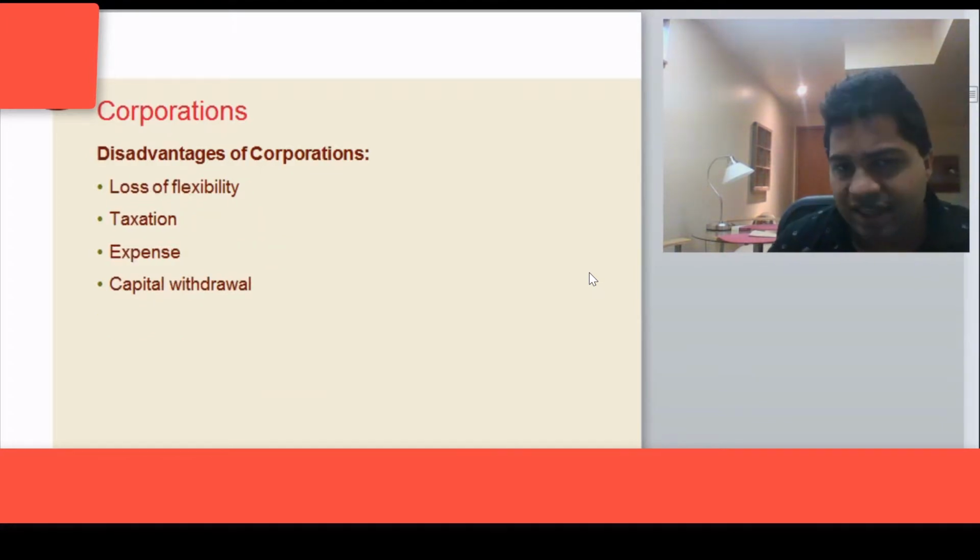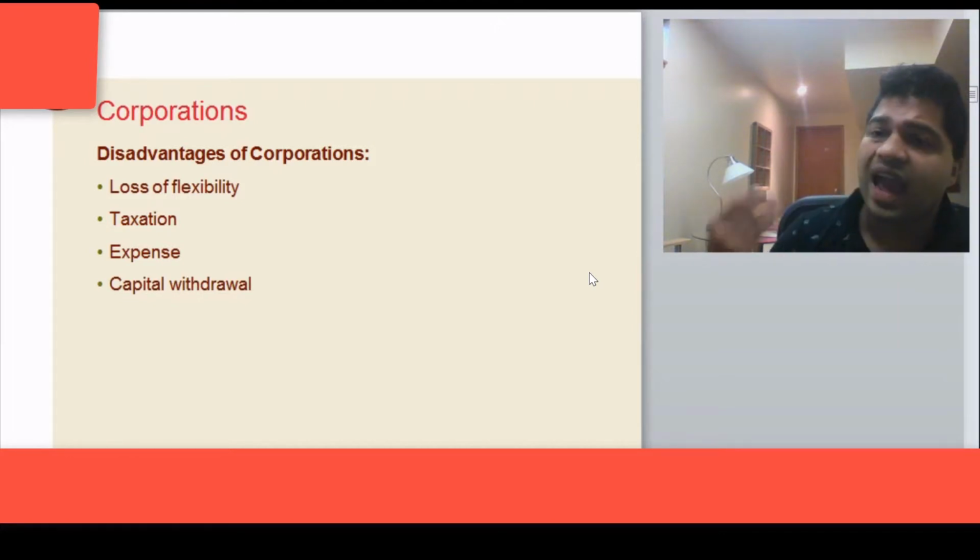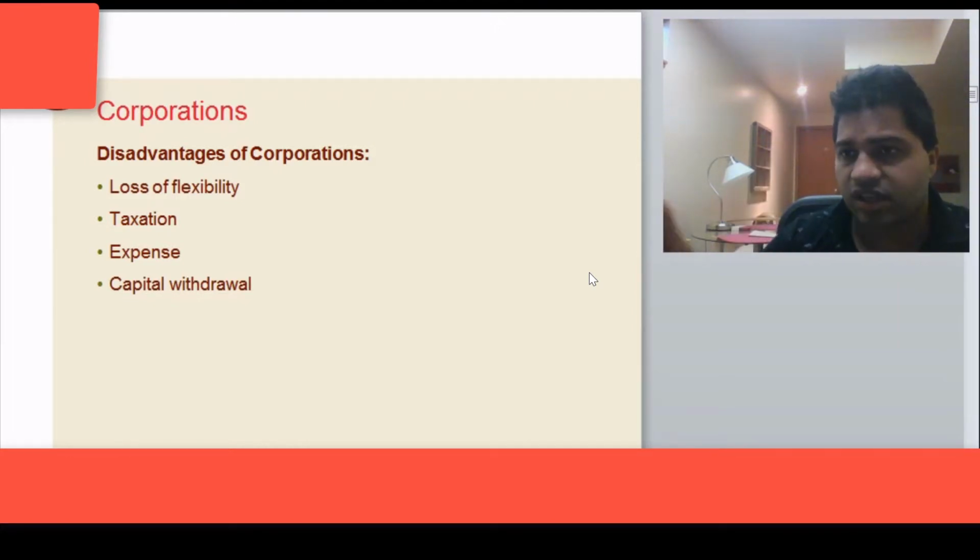Disadvantage: there is less flexibility. There is double taxation when you share your profits with shareholders. There are a lot of expenses, meaning you have to have higher reporting, and the incorporation expenses are more. There are also capital withdrawal restrictions. For example, I cannot force Apple to give back my money if I am a shareholder, right? Apple can have a share buyback, but it is totally up to Apple. I cannot force Apple to pay back my money to me.